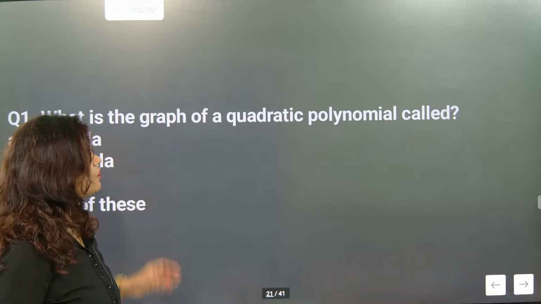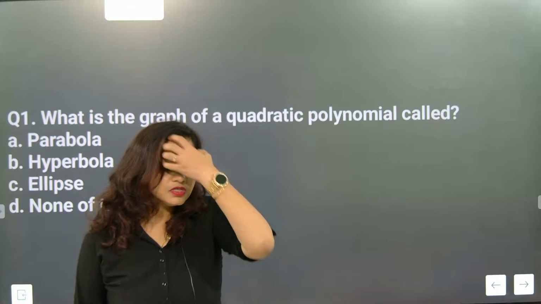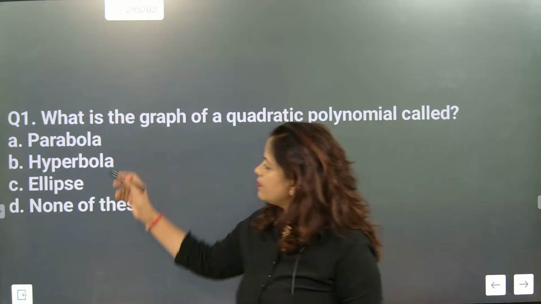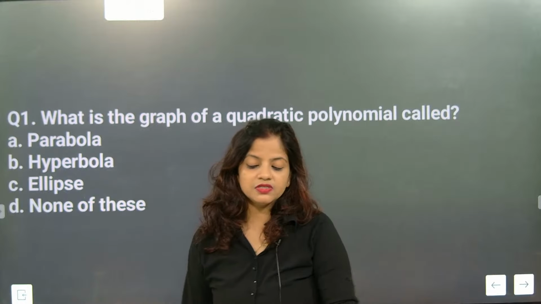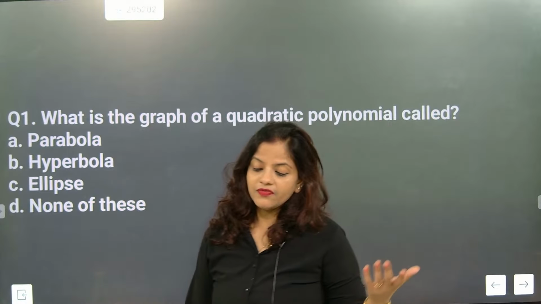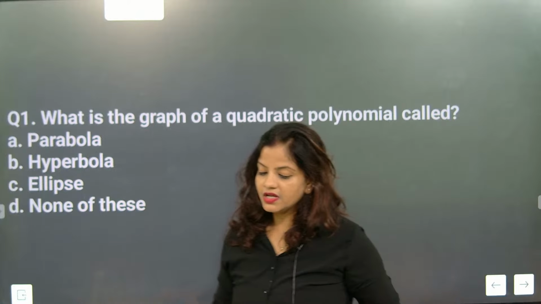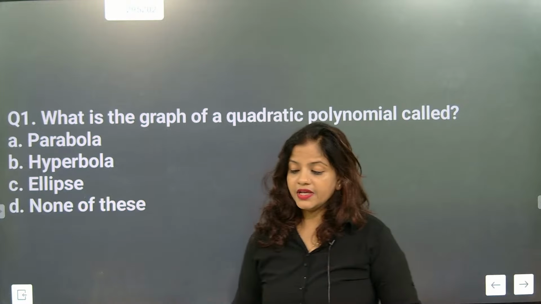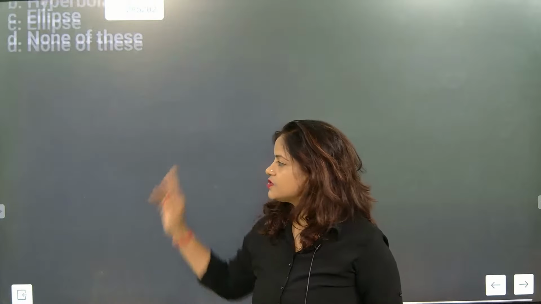So the first question is, what is the graph of a quadratic polynomial called? Parabola, hyperbola, ellipse, or none of these? The graph is called a parabola. That's a very clear-cut answer. So this is the first question done.